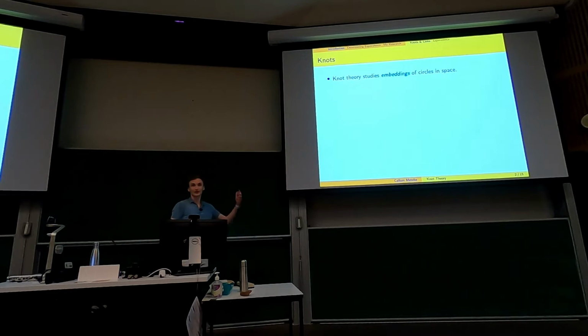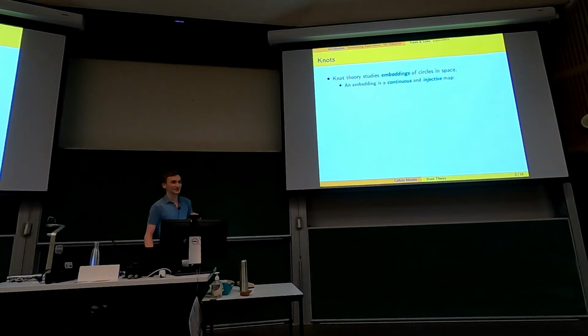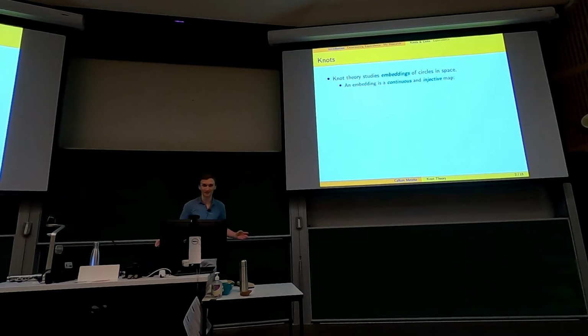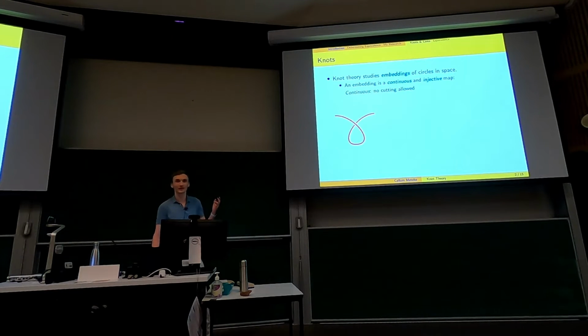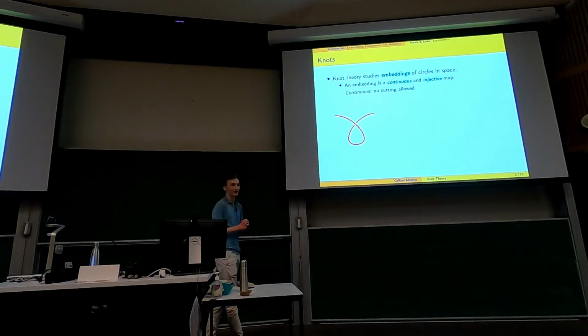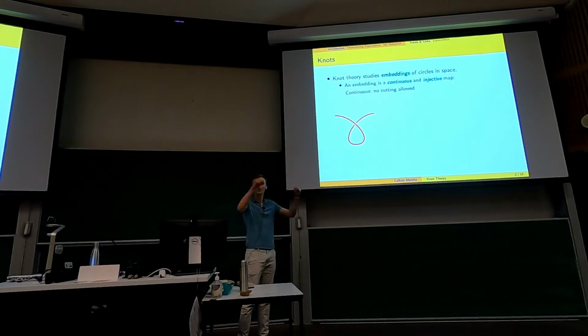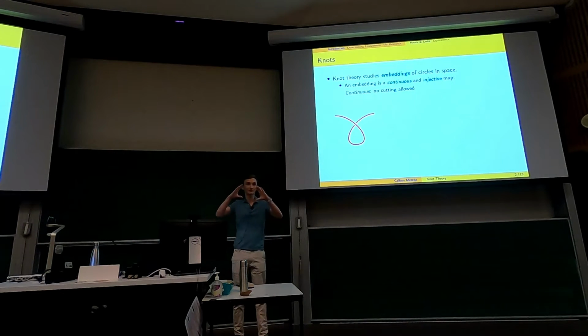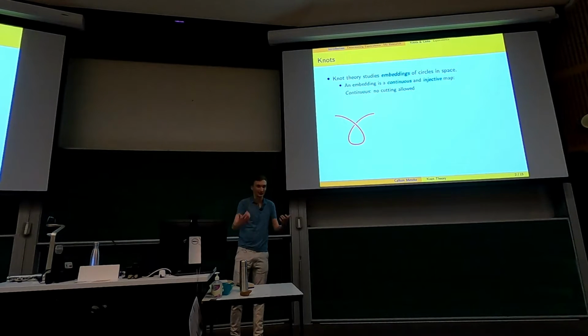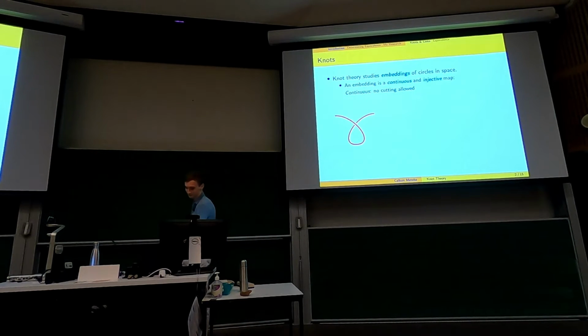And so we like to look at these embeddings of circles. What is an embedding? An embedding is a continuous injective map. Okay, what does that mean? Well, let's have a look. To be continuous means that it has to be a closed loop. You have to take some circle from down here and project it into space without breaking that circle. That's what it means to be continuous.